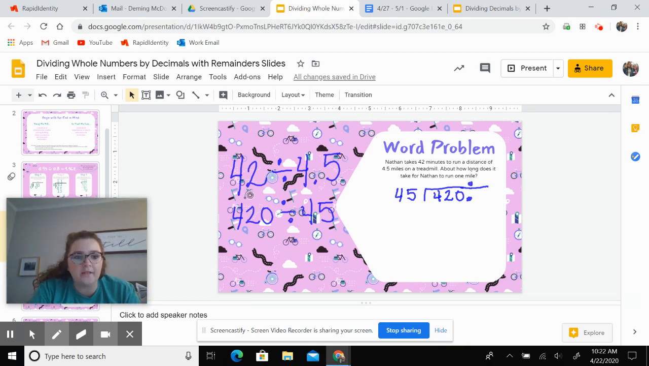I know that 0 is my ones place. There's 0 value in my ones place, so I know my decimal comes next. And since I'm doing remainders here, I might want that decimal place at some point in the future. So now I'm going to think, how many times can 45 go into 420? Well, 45 can't go into 4, so it goes in 0 times here. It can't go into 42, so it goes in 0 times there, but it can go into 420.